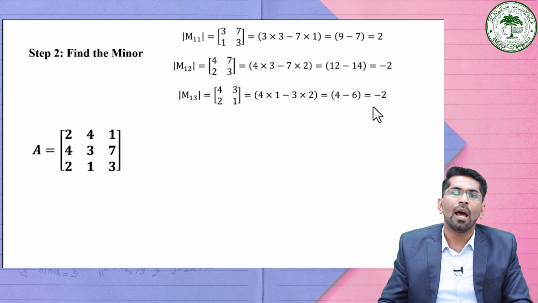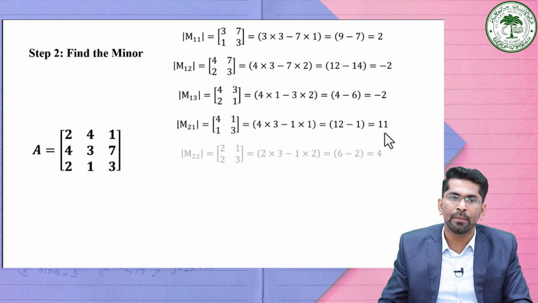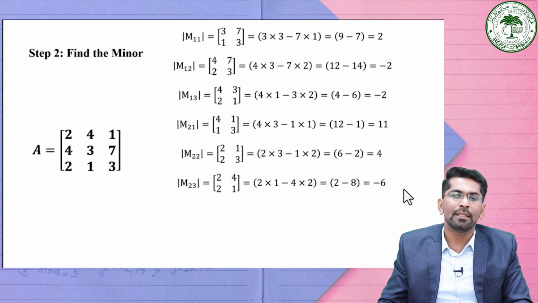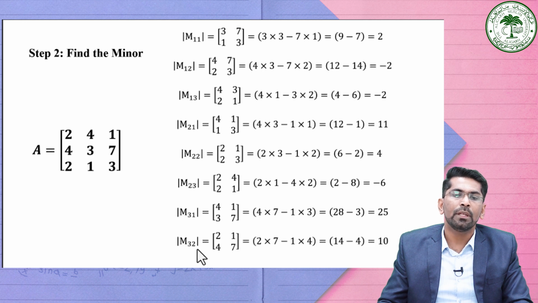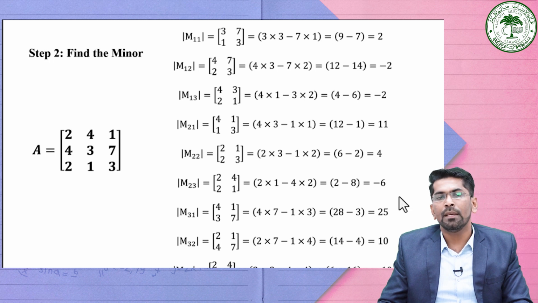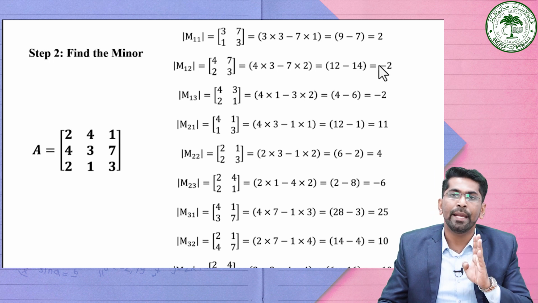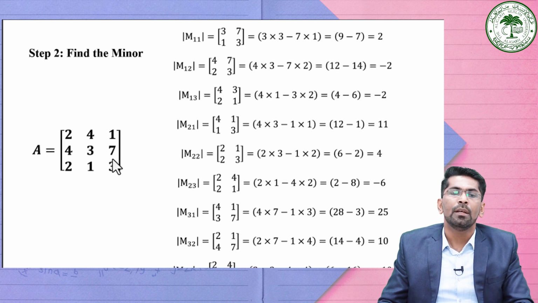So accordingly, we have to find out the remaining minors, that is M21, which is equal to 11, M22, which is equal to 4, M23, which is equal to minus 6, and M31, which is equal to 25, and M32, which is equal to 10, and M33, which is equal to minus 10. See here, we found the 9 minors because we have a 3 by 3 matrix, we have 9 elements in the given matrix. Accordingly, for each and every element, we have a minor. So accordingly, we found the 9 minors here.